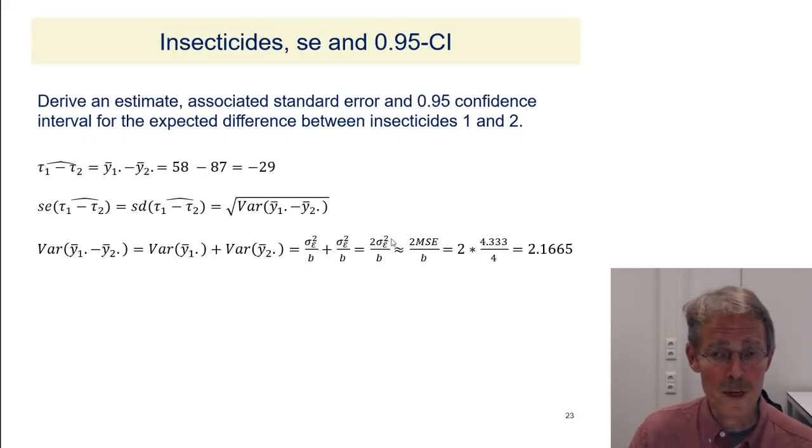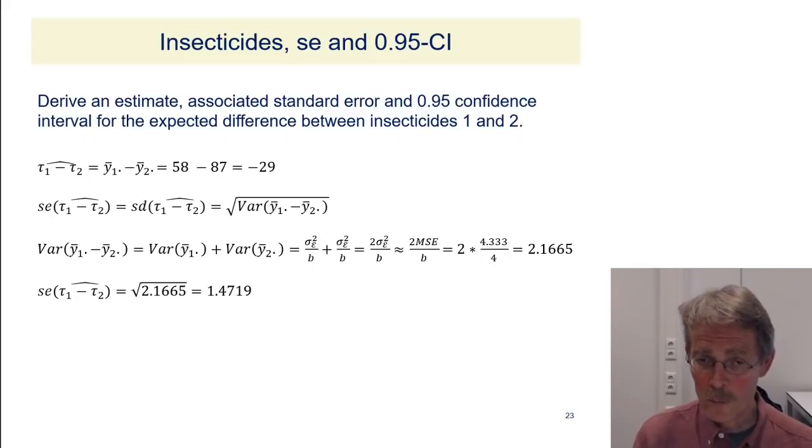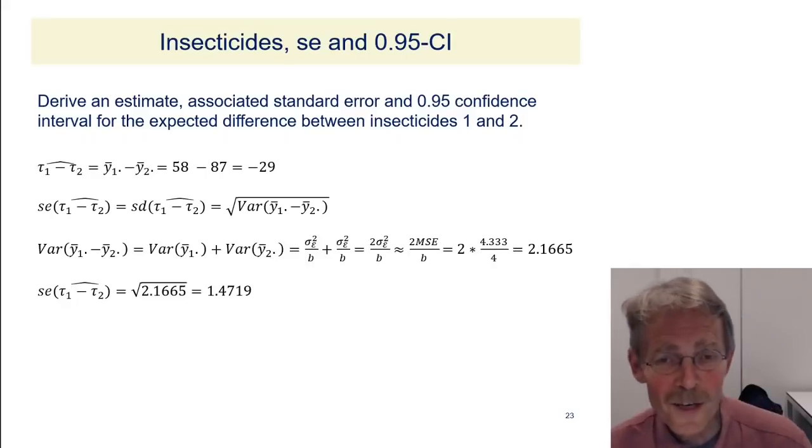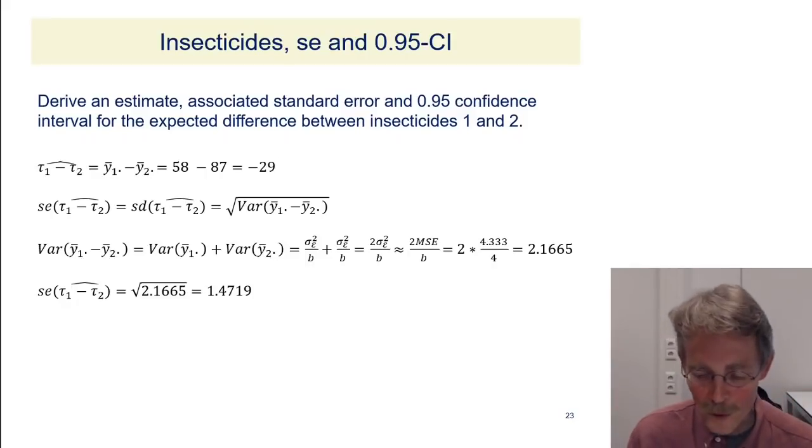We estimate the σε² or σ² by the mean square error from the ANOVA table. b is 4. The MSE, if you go back to the ANOVA table, I hope you remember from the insecticides, was 4.333. So you end up with 2.1665 for the variance, but you take the square root for the standard error. So to take the standard error, we take the square root and we end up with 1.4719 over here. Okay? So we have an estimate, we have a standard error, but ultimately we want a confidence interval. What about that one?